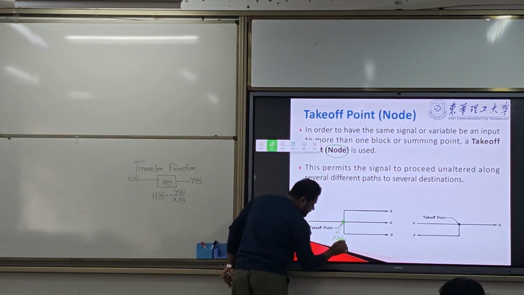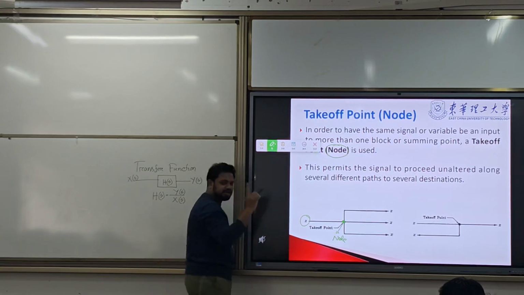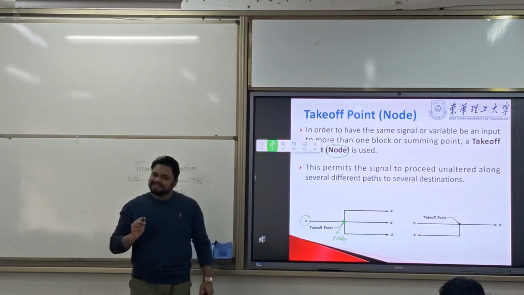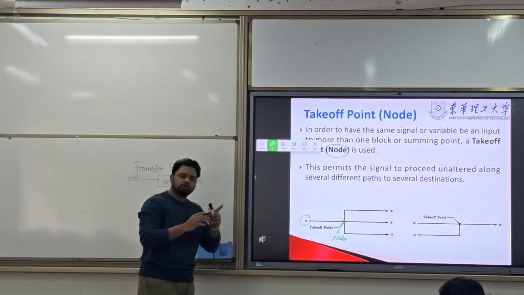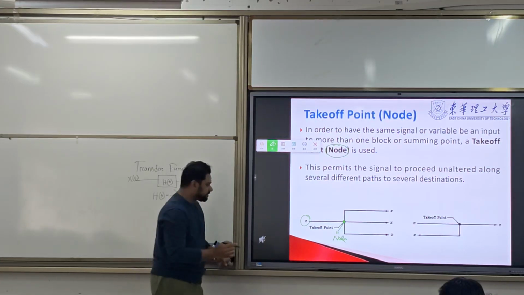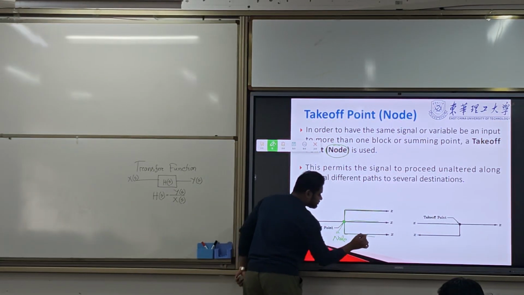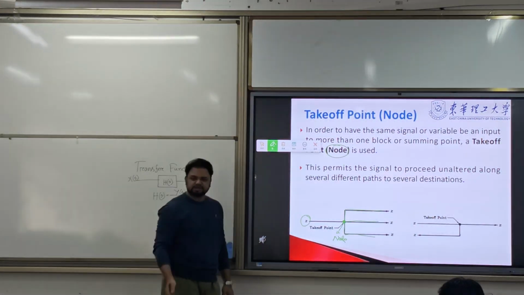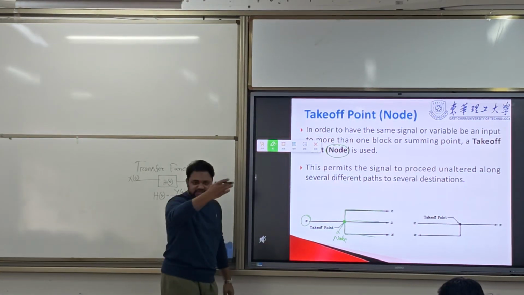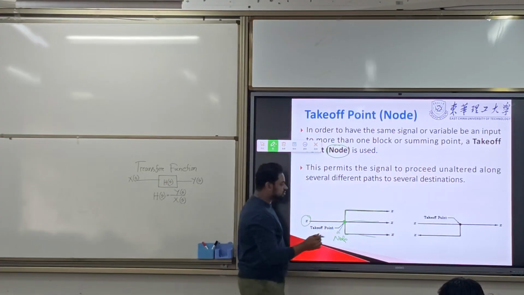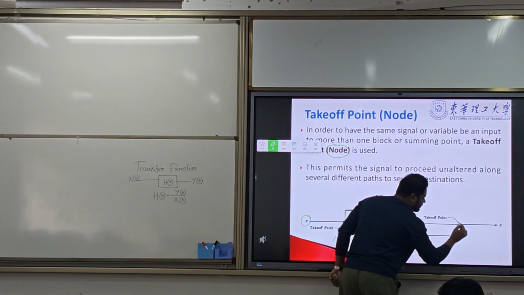Okay. So we have one signal x. This x will go into different branches. Here it is going to this branch, and this branch, in different directions. It can be forward direction, it can be backward direction. Here we have a node.